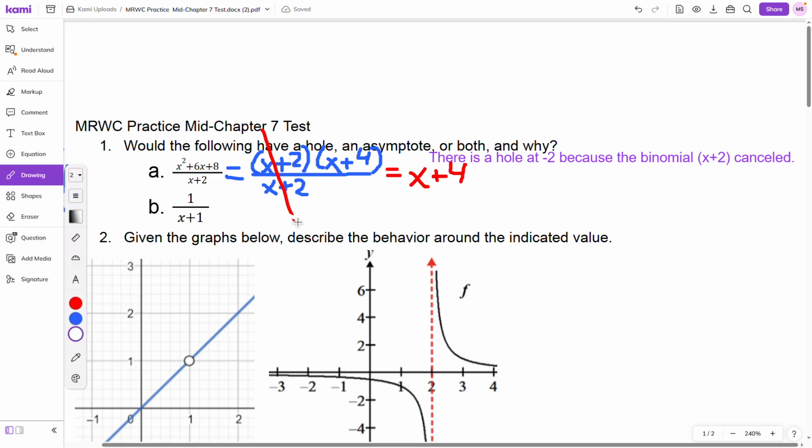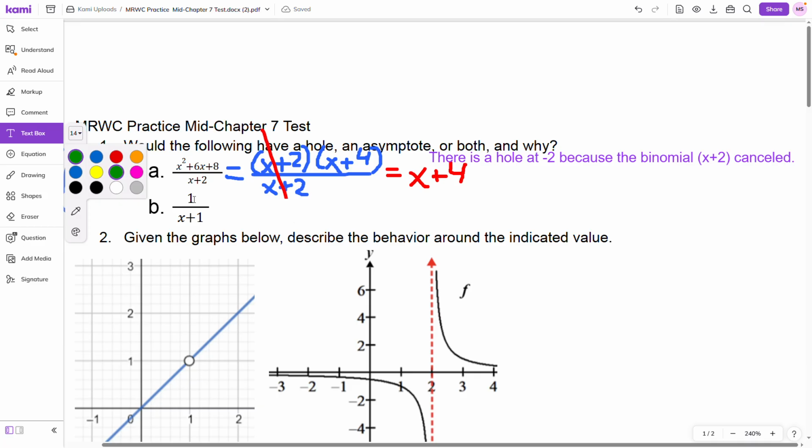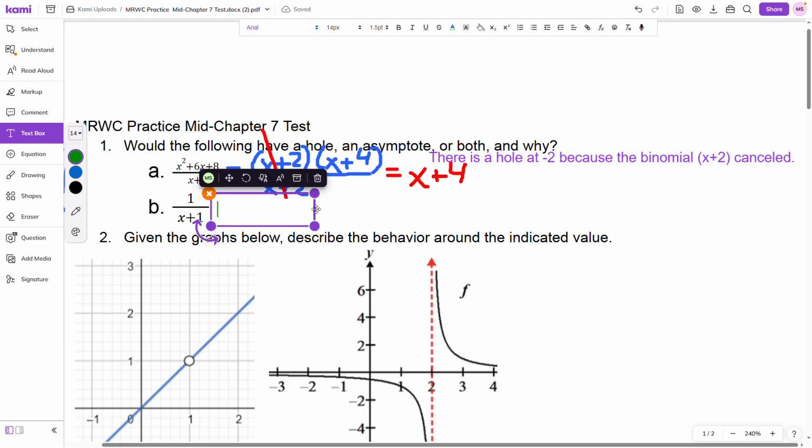Next up. 1 over x plus 1. Well, in this case, there's nothing to simplify. There's nothing to factor. So we simply have this right here. And what do we think of this? Okay. So this means that what's that, negative 1? Hole or asymptote? Asymptote. That's right. Why indeed?